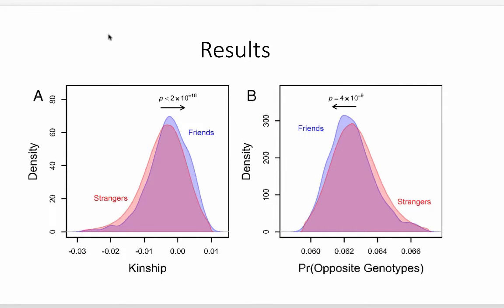As you can see in this graph, the friend area shifted to the right, suggesting similarity in SNPs. The strangers graph, which are the pairs of people who don't know each other, is shifted to the left, showing dissimilarity in SNPs. The graph on the right, talking about the opposite genotypes, essentially says the same thing. The strangers plot being shifted to the right shows dissimilarity in SNPs, while the friends being shifted to the left shows similarity.